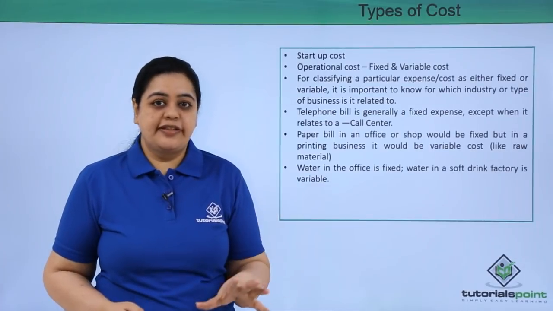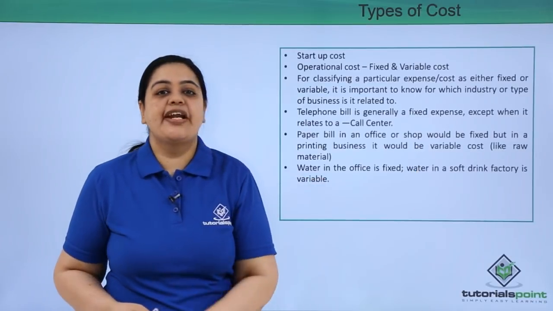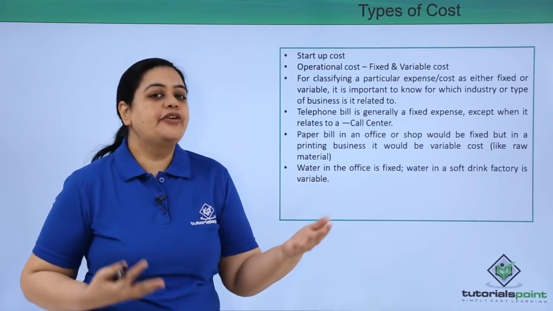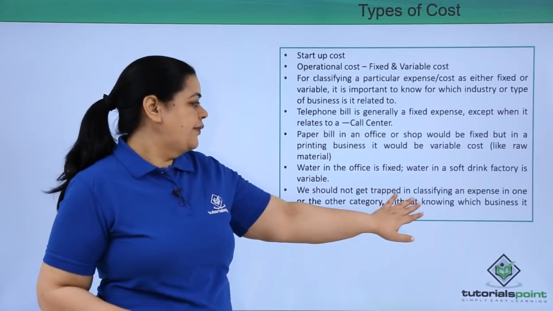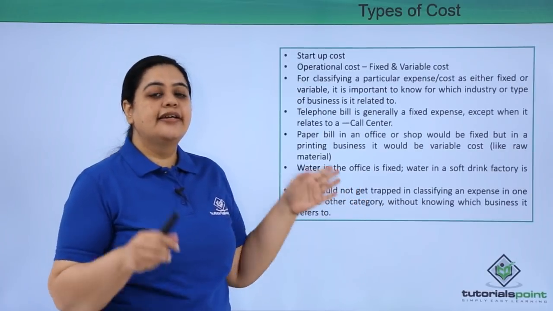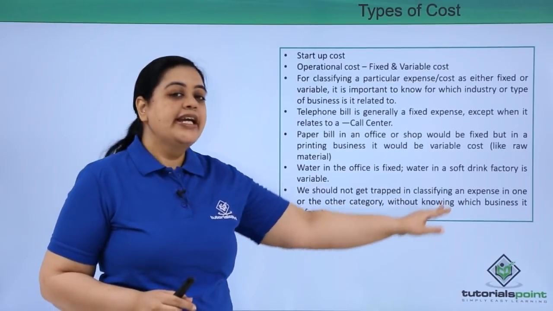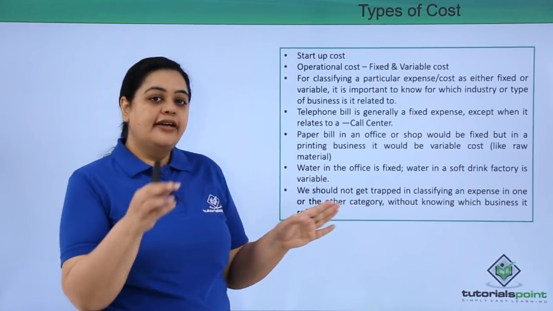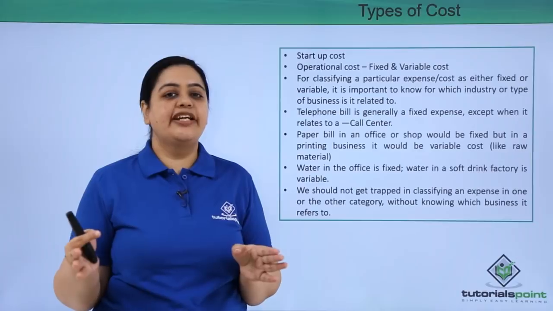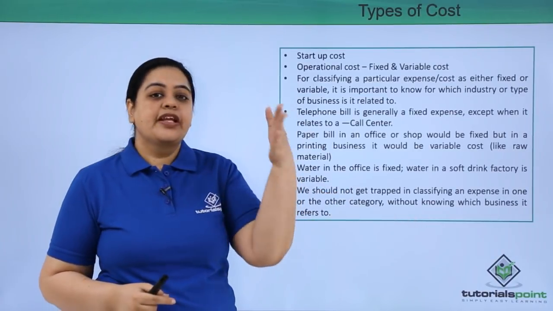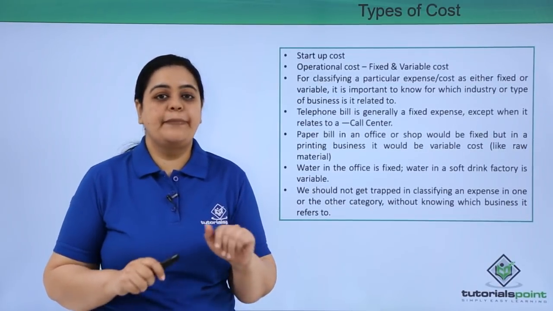Why? Because the amount of paper required as raw material would increase. Now, water expenses, so water is required in every office, it is fixed. But when it comes to a soft drink factory, it would depend on the sales. So in that scenario, water would be a variable cost. So you need to understand how to classify a fixed cost and a variable cost and not get trapped in classifying an expense in one or another category. It shouldn't happen that if it is a variable cost, you end up classifying it as a fixed cost, because then it would result in errors and you would not be doing the correct analysis of your business.